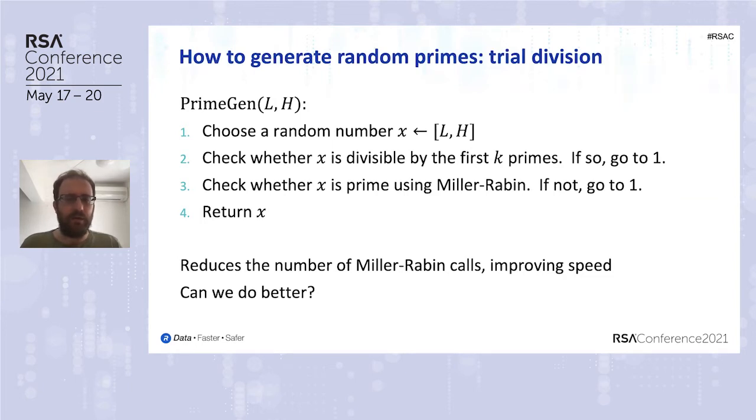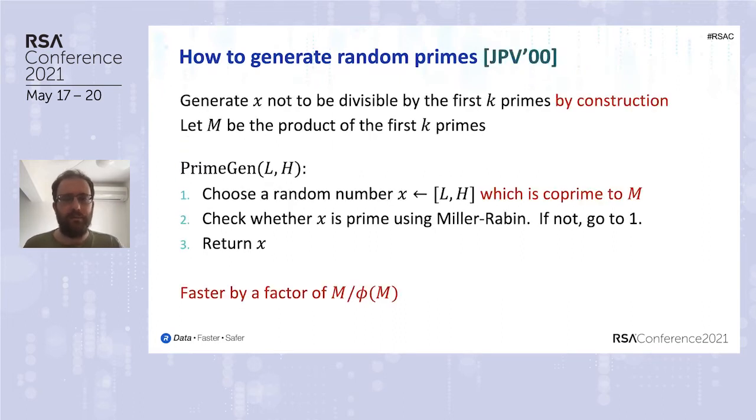So this reduces the number of calls to Miller-Rubin and speeds you up, but you can do even better if you can generate a number that is not divisible by the first however many primes by construction. So then it will automatically pass the trial division step and you don't have to do that. Or another way to say this is that it's coprime to the product M of the first however many prime numbers. So what we want to do is generate a random number that's coprime to M, test if it's prime, and if so, we're done, and if not, try again.